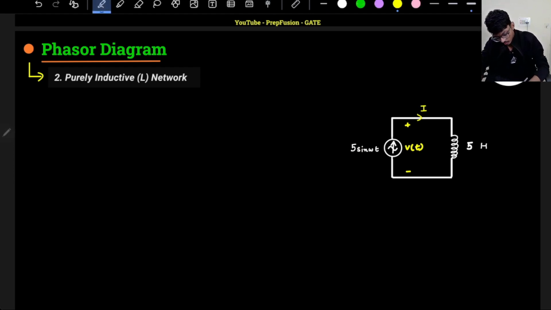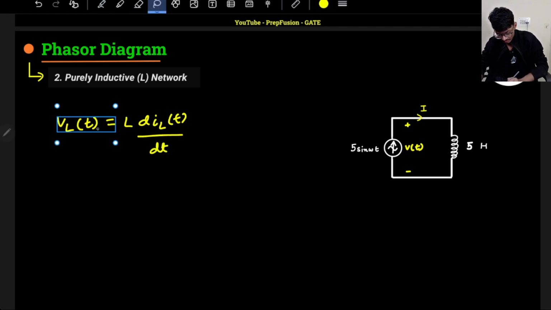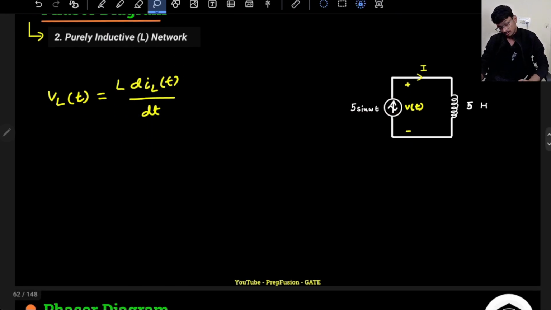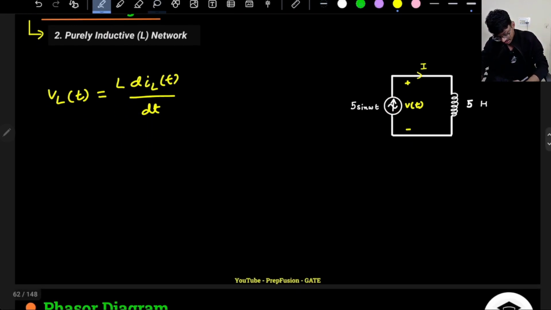So I know the inductor has this relationship, that is VL(t) equals L dIL(t) divided by dt. That is the relationship between the inductor voltage and current, right? What is this? This is the instantaneous current.